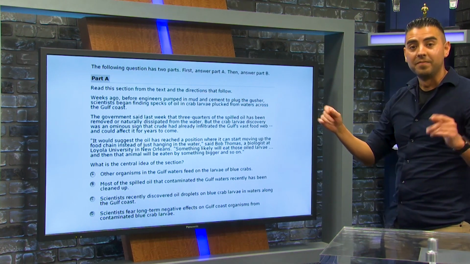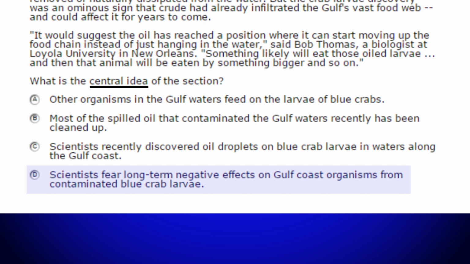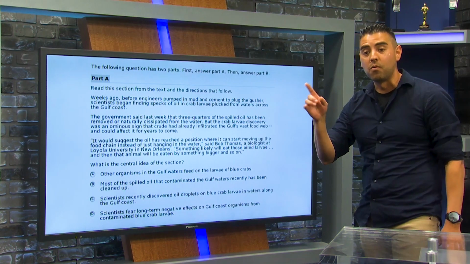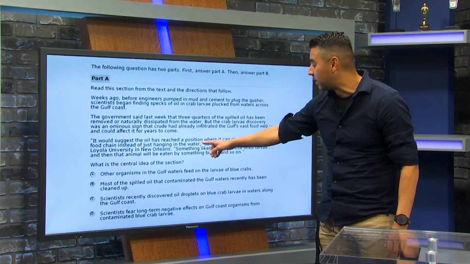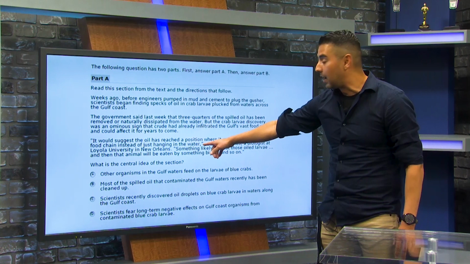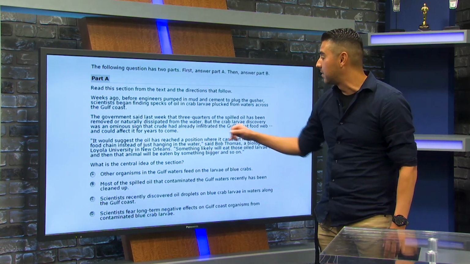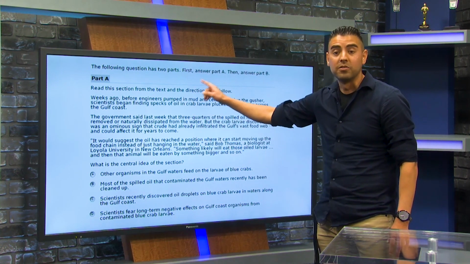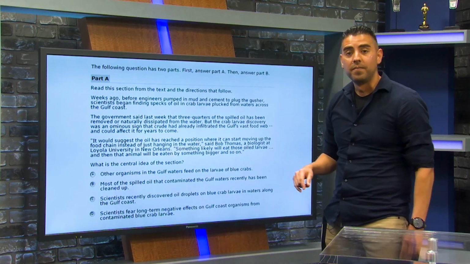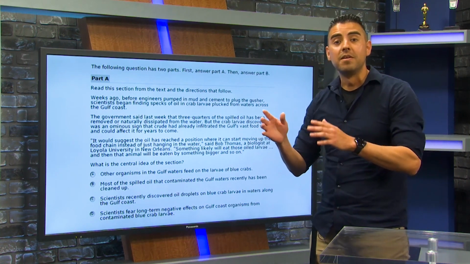What about D? Scientists fear long-term negative effects on Gulf coast organisms from contaminated blue crabs. I think we have our winner because it includes the last section here that talks about scientists, the cleanup, and the discovery of the oil. Now let's move on to section B.